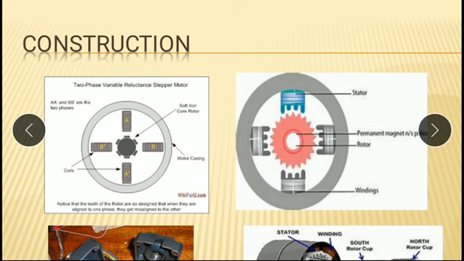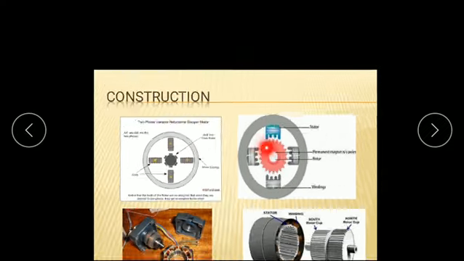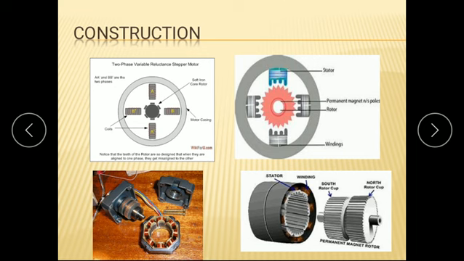Next comes the permanent magnet stepper motor. It has a stator construction similar to the variable reluctance stepper motor, but the rotor is permanent magnet material. Then the next one is the hybrid stepper motor. Here it has the features of both the VR and permanent magnet stepper motors.